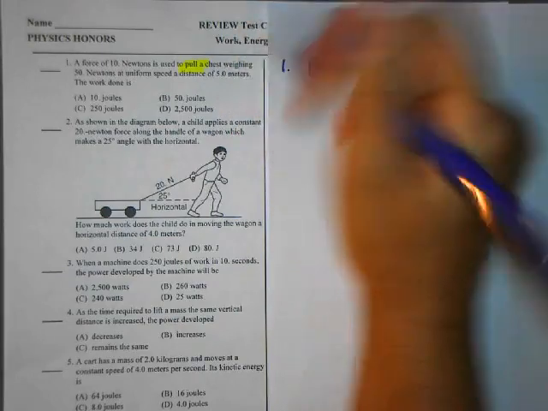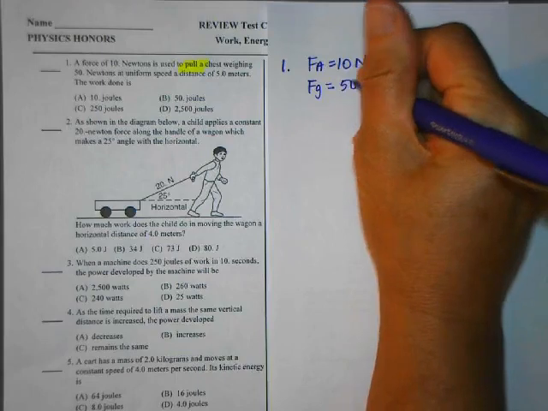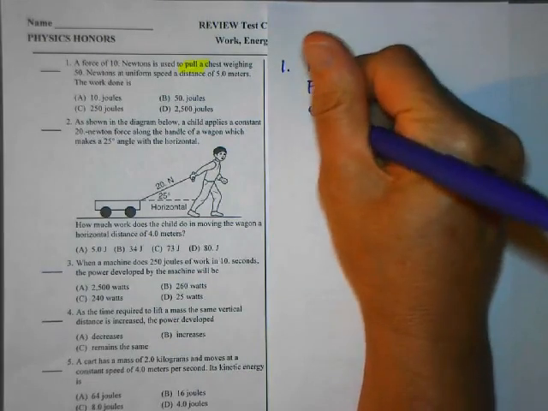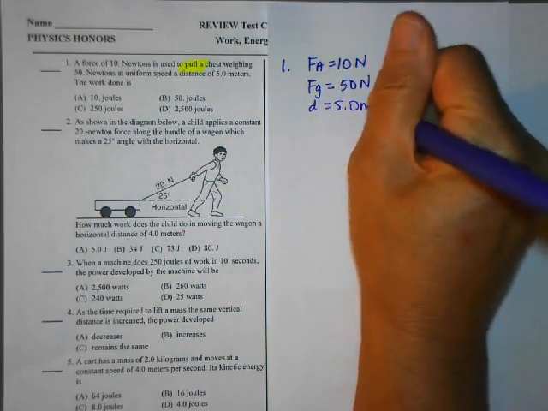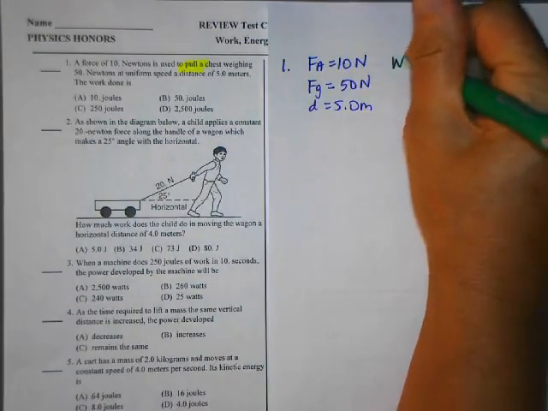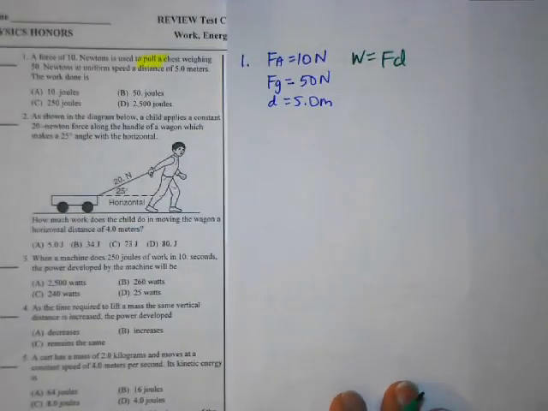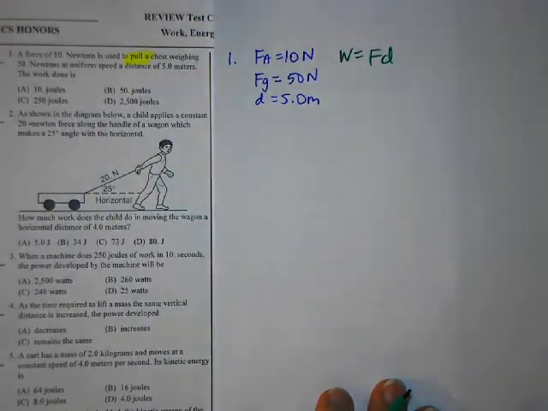A chest weighing, this is the weight, at a uniform speed, a distance of 5 meters, how much work is done? So we know that work is equal to FD, okay? But work is only done in the direction the force is moving the object. So only the force going in the direction of the object does work.